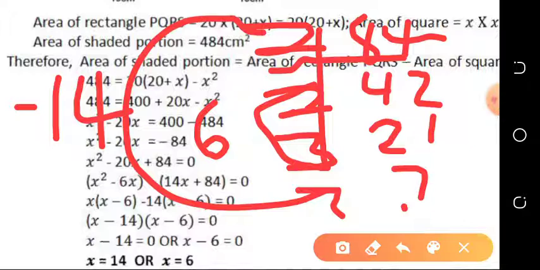If we put a minus sign for 14 and a minus sign for 6, you have minus 14 minus 6 gives us minus 20. Also, minus 14 times minus 6 gives us plus 84. You know, minus times minus is plus. I hope you understand that.